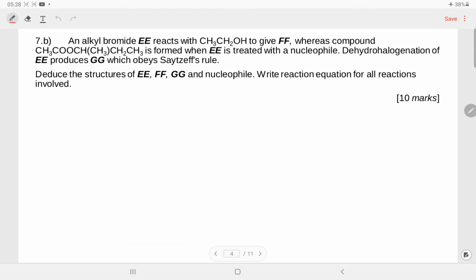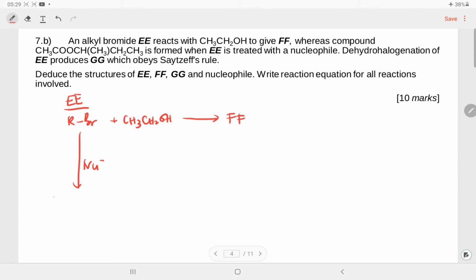Next we go for question 7b. Like what we did in 7a, we need to have the mapping. Here it says an alkyl bromide EE, meaning that you have the haloalkane, reacting with ethanol, and we have FF. And we have that structure formed when EE is treated with a nucleophile.